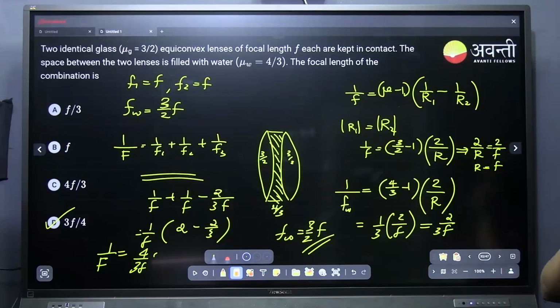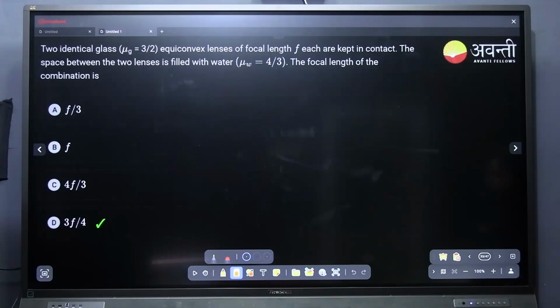It is lengthy, but an easy concept only. Moving on.